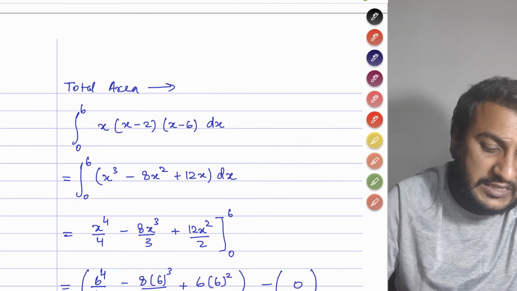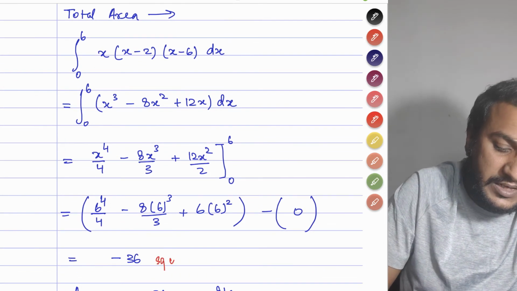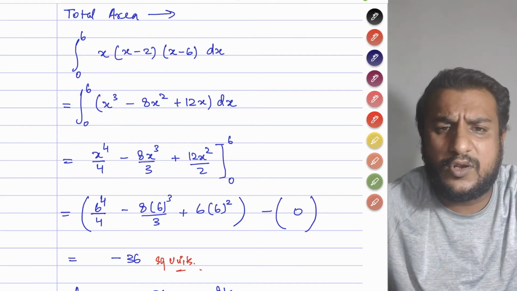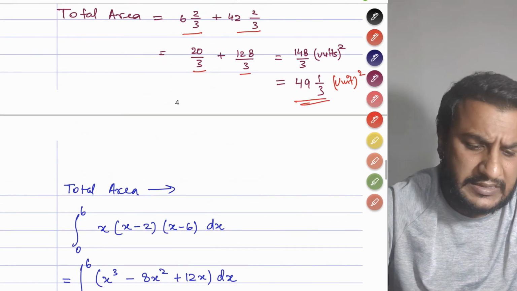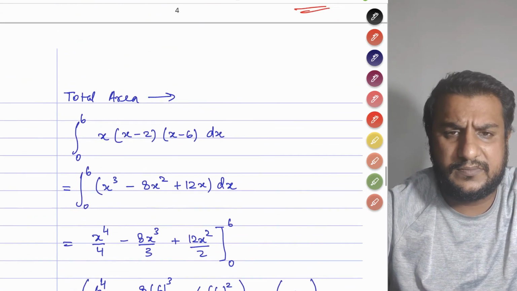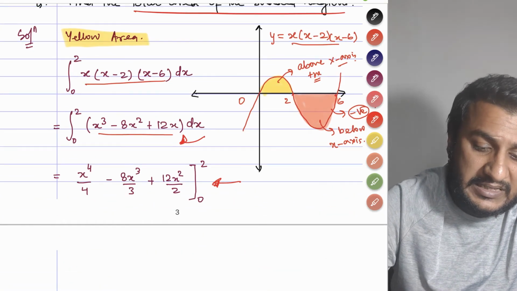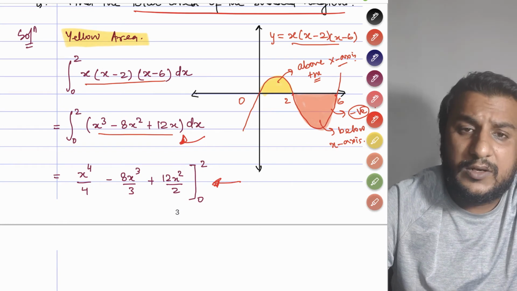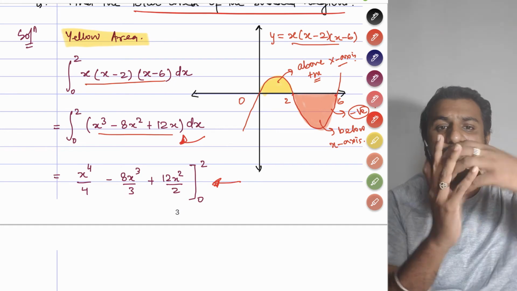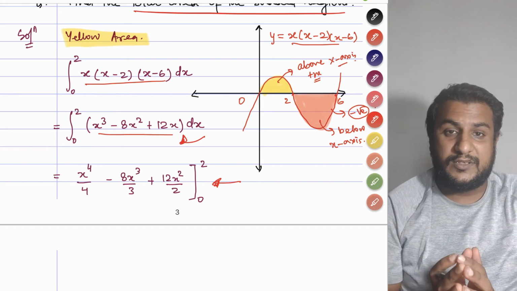Because the reason is, if you integrate this as 0 to 6 directly, you will get negative 36 square units. Now what's the problem? We did 0 to 2 and 2 to 6. We are getting something around 49 1 by 3. But over here I am getting 36. So what's the problem? Because when you integrate this entire region together, your positive area and negative area simplify and give you a simplified answer. But since we want total area, so we divide.